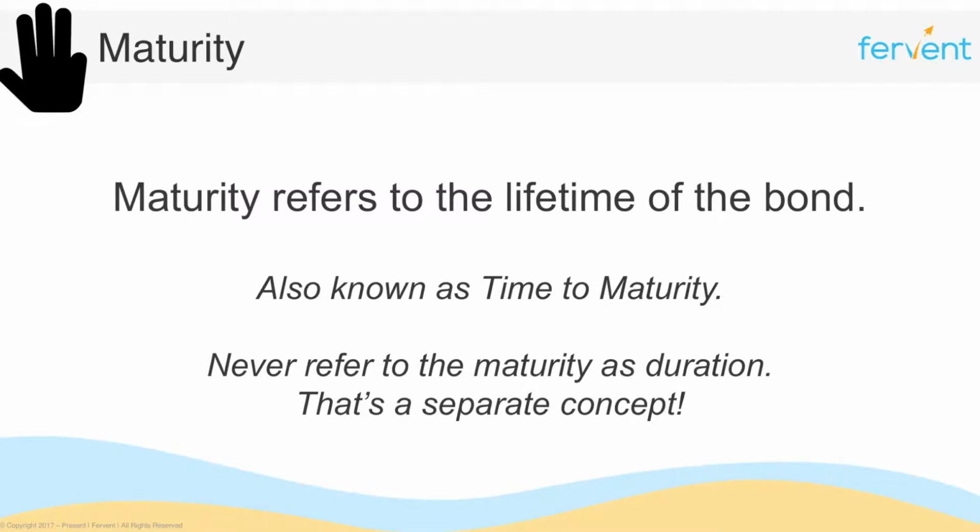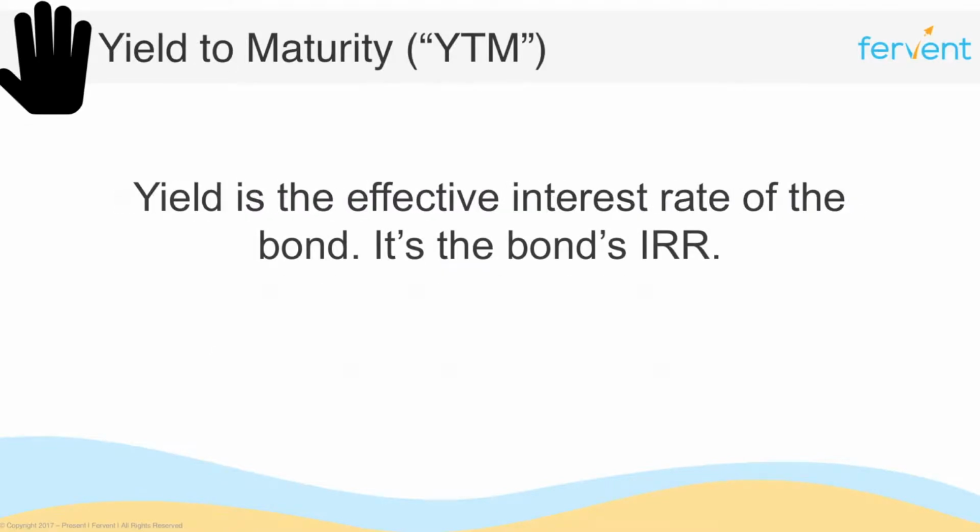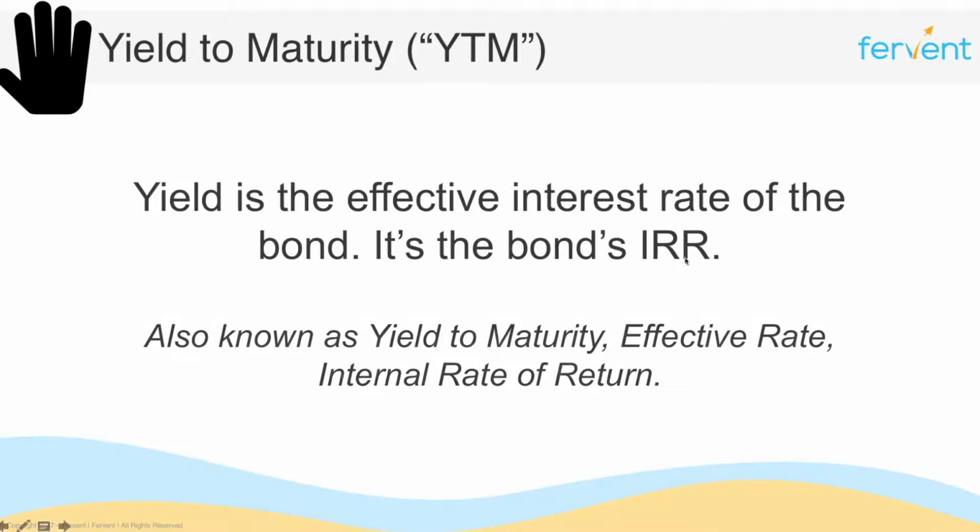Last but certainly not the least, the most important characteristic of all bonds is the yield to maturity, or the yield. This is the effective interest rate of the bond. It's the bond's internal rate of return, aka IRR. Of course, there are different terms that we use to describe it, including the yield to maturity, or YTM, the effective rate, as well as the internal rate of return.